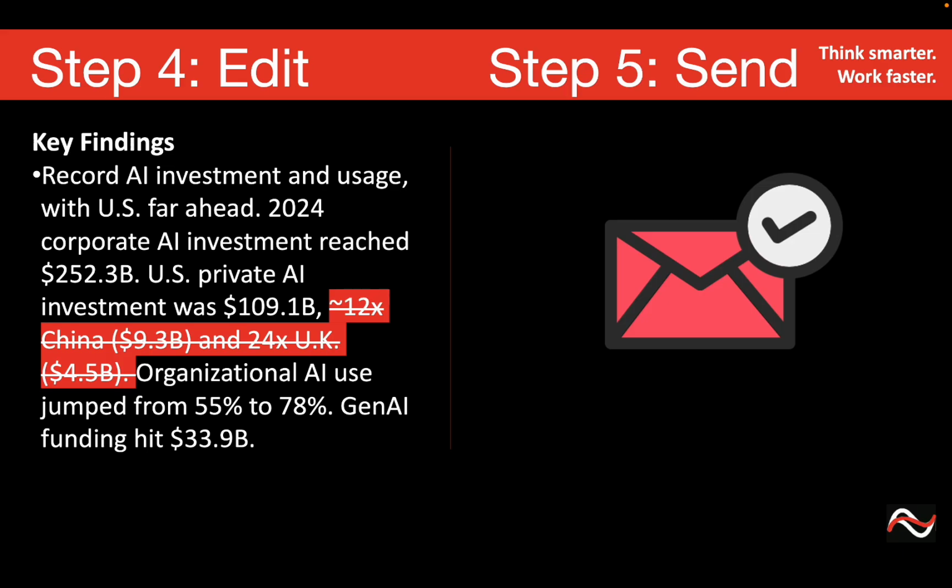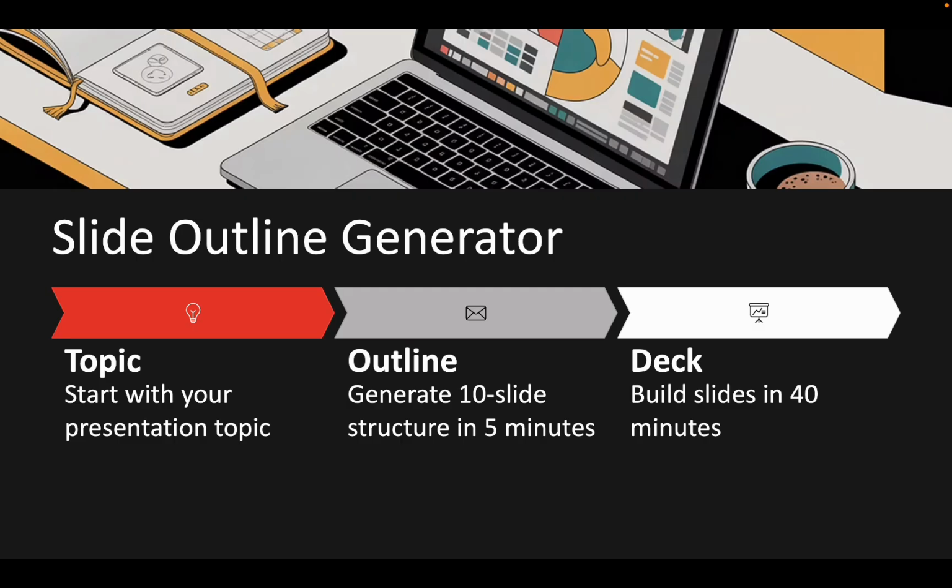Once I review it all, I delete what I don't need, I add context if that's required, then I send it. Total time, 15 minutes. The old way would have taken 2 hours. Now we're going to move on to how you can use AI to generate a slide outline.